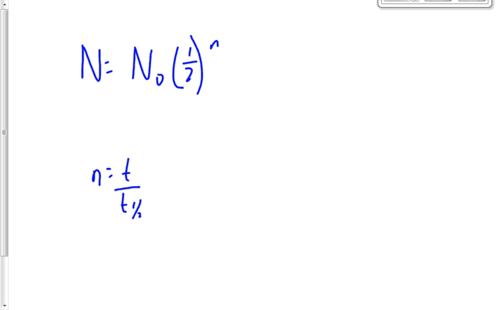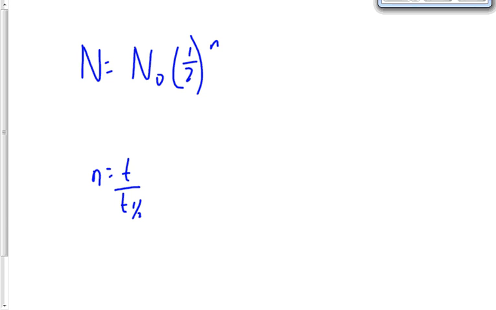First one: N is equal to N sub 0, 1/2 to the little n. Anybody recognize that one? Anybody seen that one before, or at least something that looks a lot like that? Who's in Math 30 right now? Same people that recognize this for the most part, right? We've got another one here: n is equal to t over t 1/2. We'll describe what each of these variables mean in just a second.